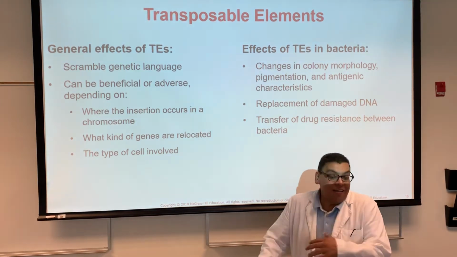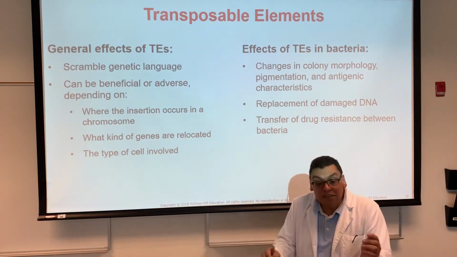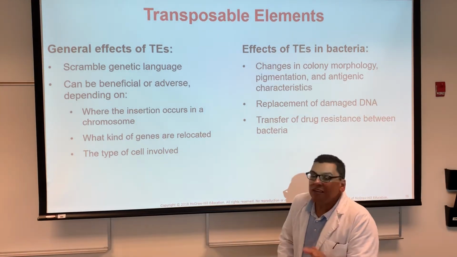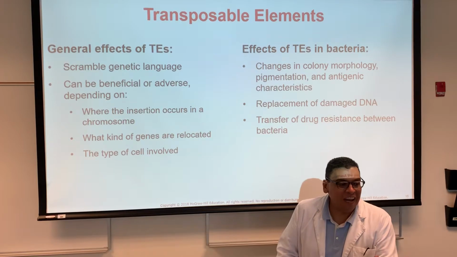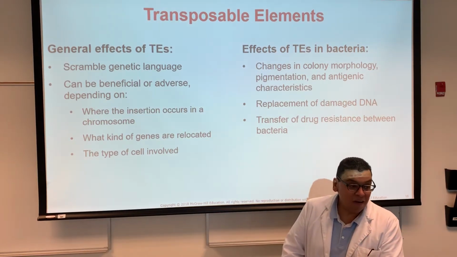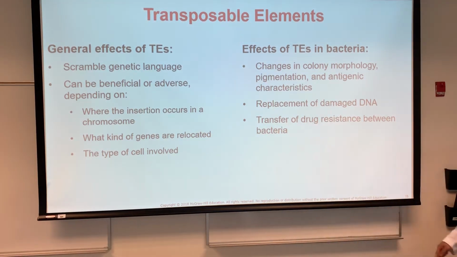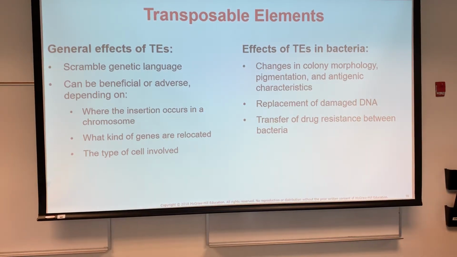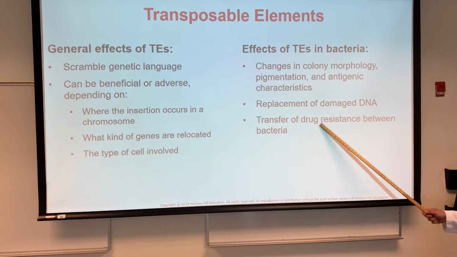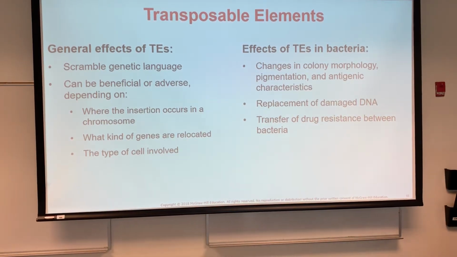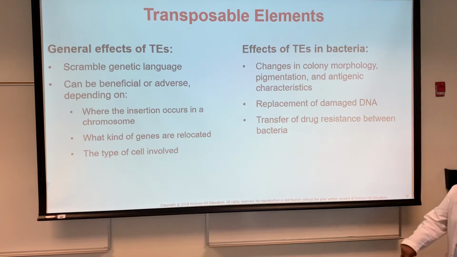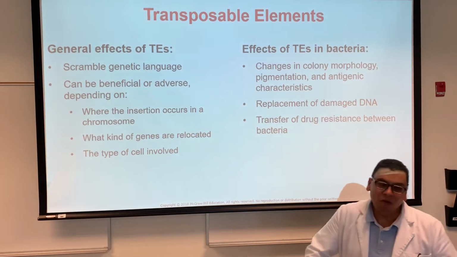If it ends up in a region that does nothing, then you'll be fine. If it ends up in a very critical region, a control mechanism, oh, then you're in trouble. It also depends on what is being moved, what is moving, and what does it contain, because some of these transposons have genes in there. For bacteria, these transposons can literally change the morphology of the colony. They can change the pigmentation of the bacteria. Most importantly for us, they can change the drug resistance. Again, this bacteria was not drug resistant until the transposon jumped in there and made it drug resistant, because the transposon came with the drug resistant gene. So anything can happen here.